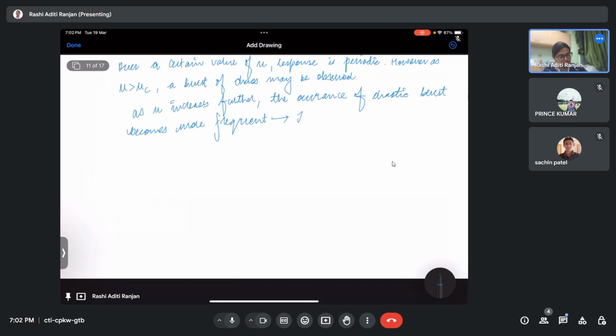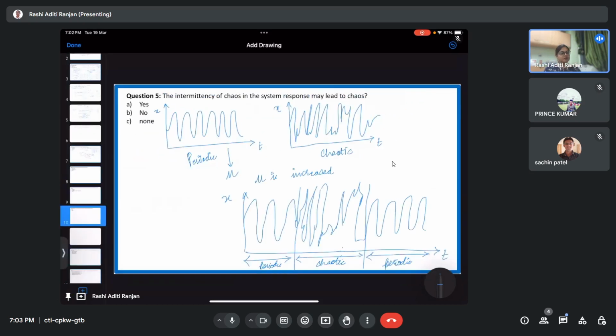Okay, this may further lead to chaotic behavior of the system. Okay, so what I know is that if there is some intermittent chaos with the increase of parameter, it may happen, and if I further start increasing mu, the intermittent chaos or the burst of chaos starts occurring more frequently, then it is going to lead to the chaos, right? So, as the question says, the intermittency of chaos in the system response may lead to chaos. The answer would be yes.